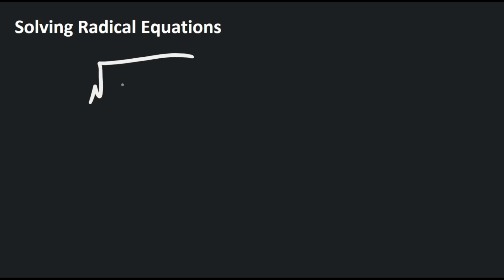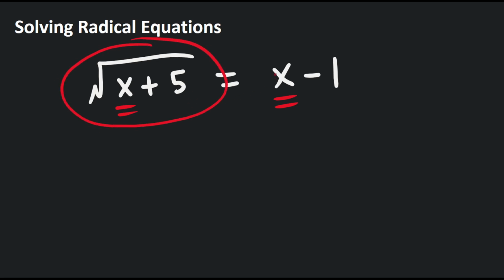Let's say we have radical x plus 5 equals x minus 1. And our goal, as always, is to solve for x. We have x on both sides of the equation. On the left side, it's underneath a radical, and on the right side, it's not. So our goal is to isolate x, just like in any equation. So how do we do it in this situation?